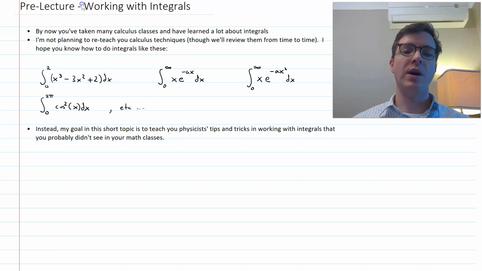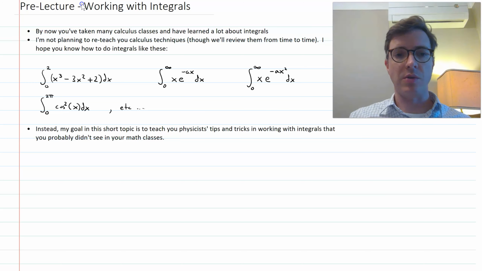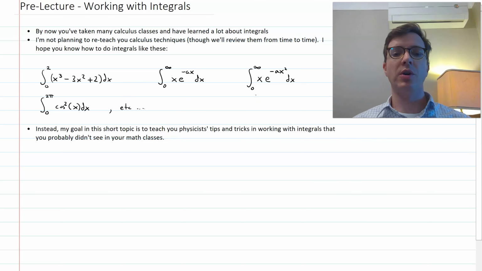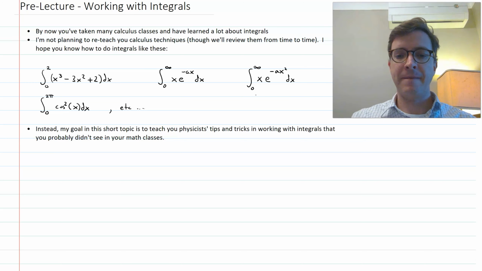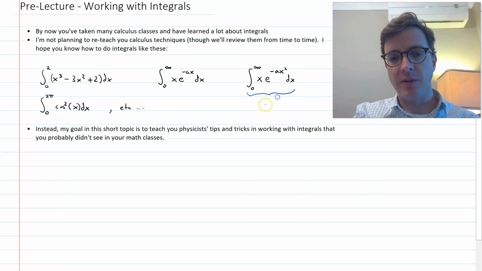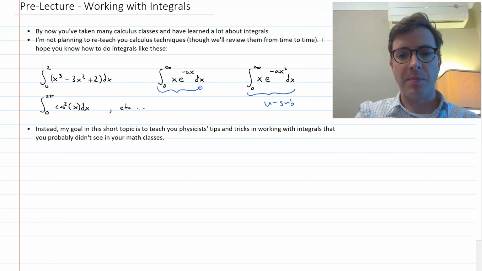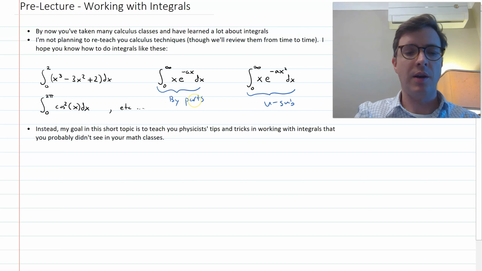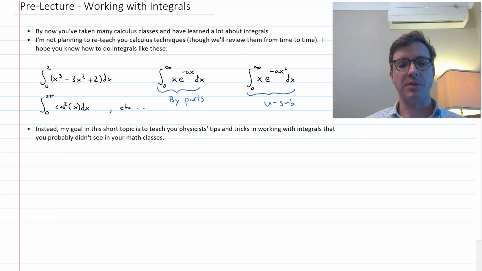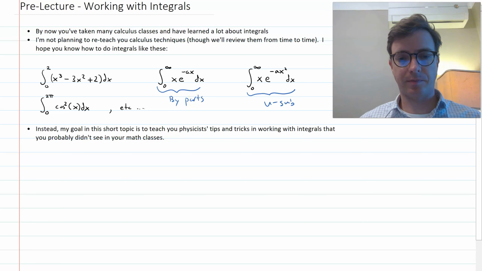So I'm hoping that you know how to do integrals like the ones that are shown here. And even if you don't know right away how to do it, I hope you know how to approach the problem. For example, this one here is a U substitution. This one here is by parts. And that trig function down at the bottom needs a trig identity.